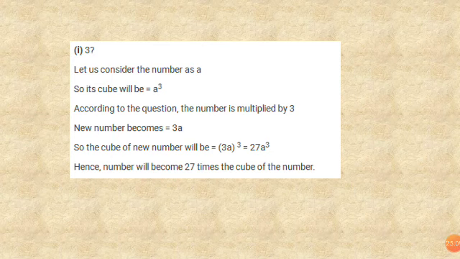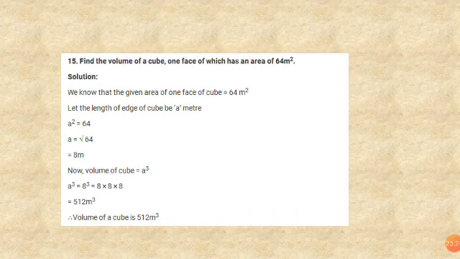The cube of the new number is 3a the whole cube, so 27a cube, since 3 into 3 into 3 is 27. So the cube of the number becomes 27 times the cube of the original number.